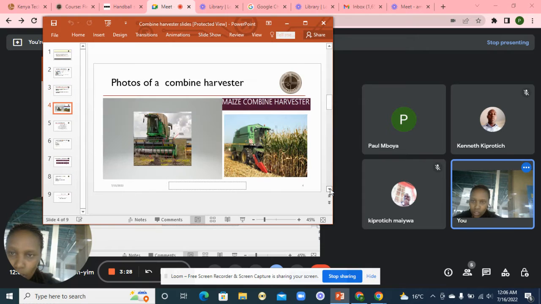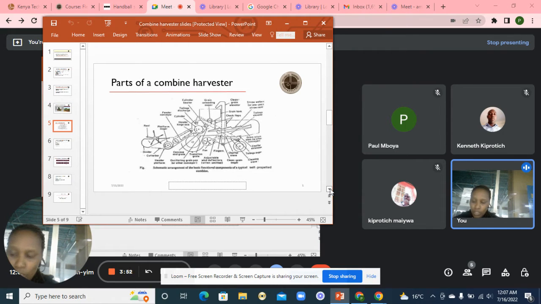So I want you to see, are you seeing my screen? There we are seeing the photos of a combine harvester. You can see a combine harvester in operation harvesting maize. Yes, you are seeing? So those are the photos of a combine harvester in operation. And then again, we have the parts of a combine harvester. Do you see that picture there?